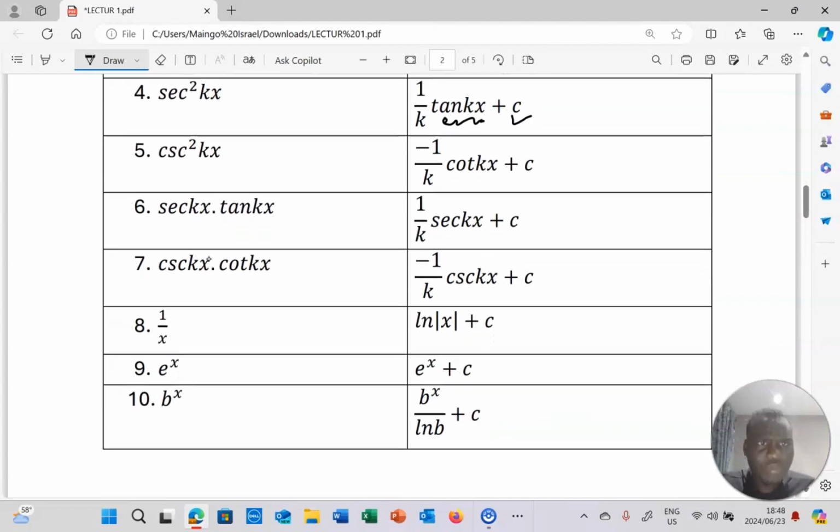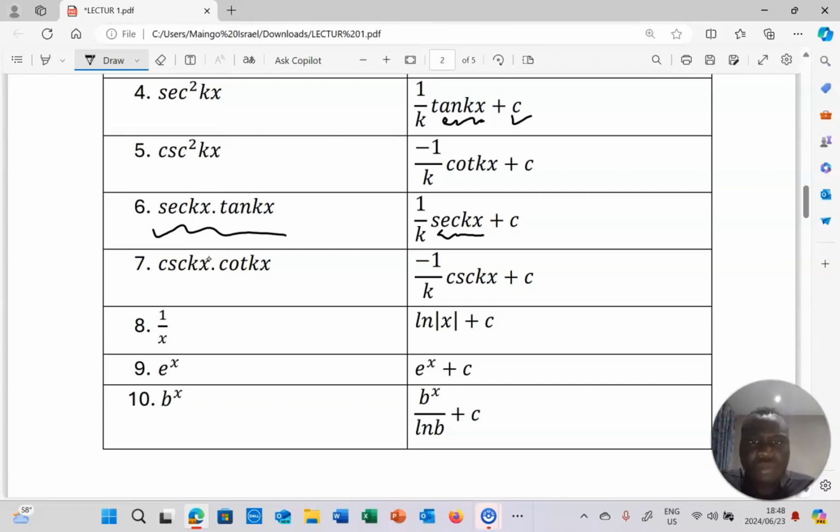So number 6 is the antiderivative of sec kx times tan kx, which is equal to 1 over k sec kx plus a constant, because when we differentiate sec x we get this. This 1 over k is from the reciprocal of k, because we make use of the chain rule.